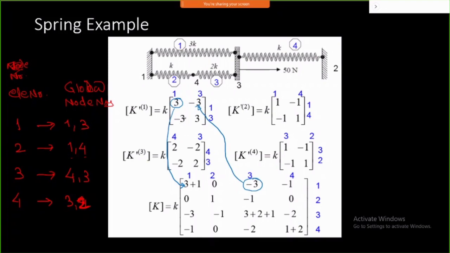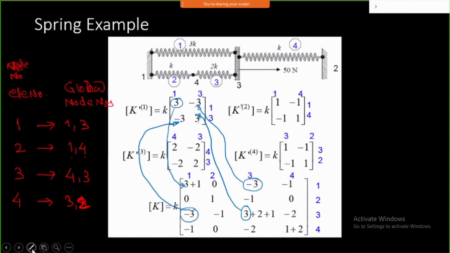Then here it is 1 3, 1st row and 3rd column. So here the minus 3 will come, and this element will come from this end like this, and this element, that is 3 3, will come from this location like this. So this is the way we have included the first element.